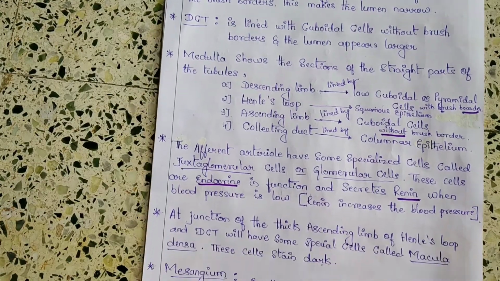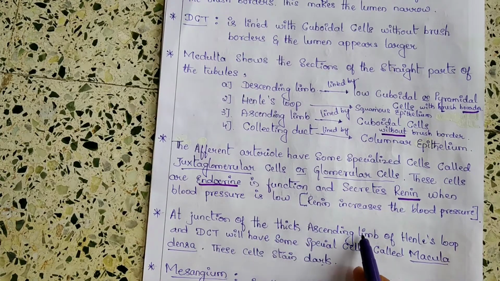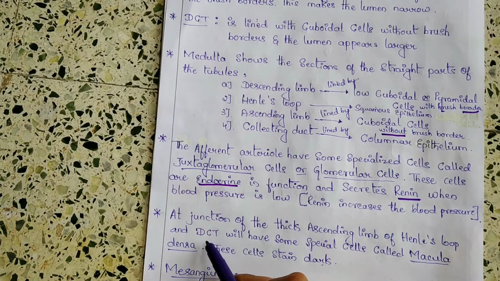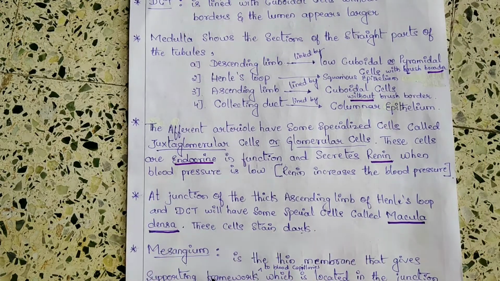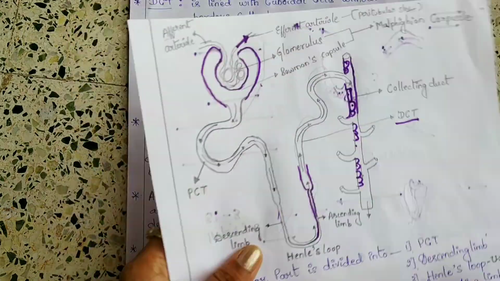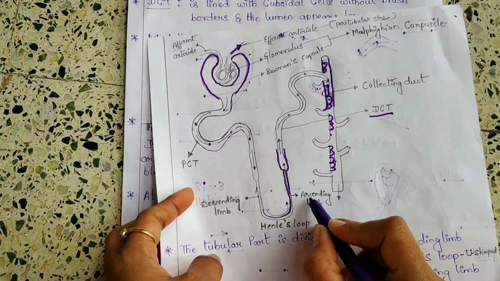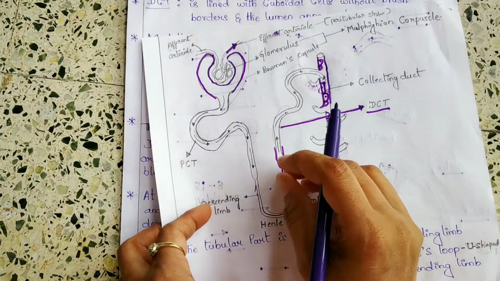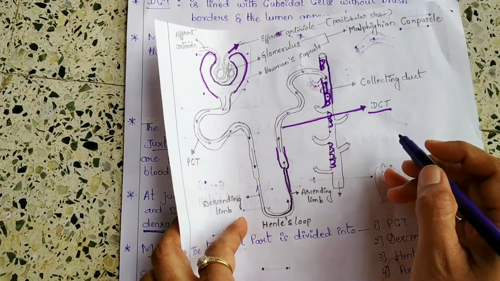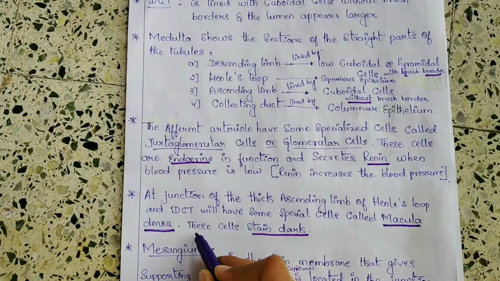And the next point: at the junction of the thick ascending limb of Henle's loop and the distal convoluted tubule there are some specialized cells called macula densa. When you look at the slide, these stain very dark. So at the junction of this ascending limb and the distal convoluted tubule, you are going to see specialized cells called macula densa.